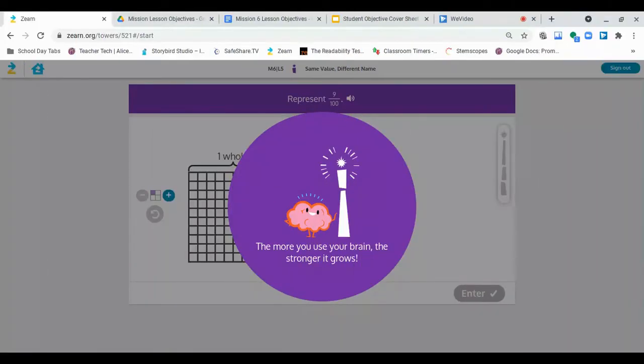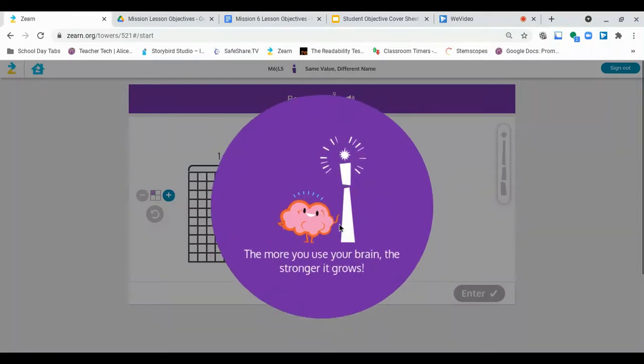The more you use your brain, the stronger it grows. Do you know that's actually true? I'm not just saying it to mess with you. That is true. So let's use our brain here.